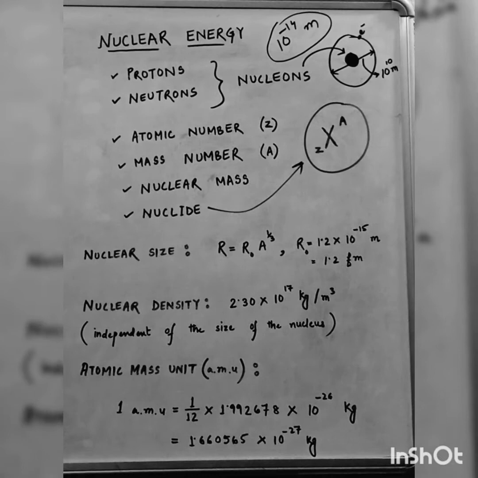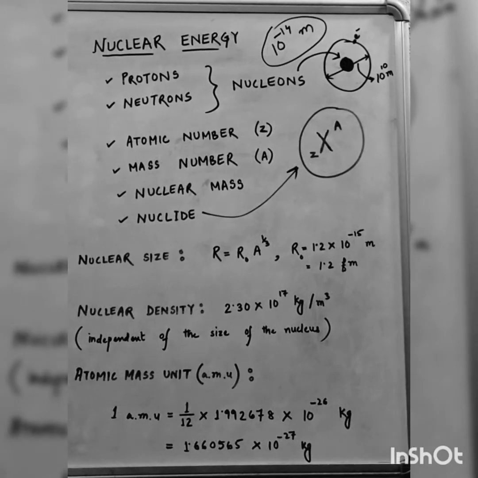nuclear measurements. The next thing is nuclear density, and the nuclear mass density is found to be of the order of 10^17 kg per meter cube, which is a very large number as compared to the density of ordinary substances. And the thing to be noted here is that the nuclear density is always independent of the size of the nucleus. Next is atomic mass unit.